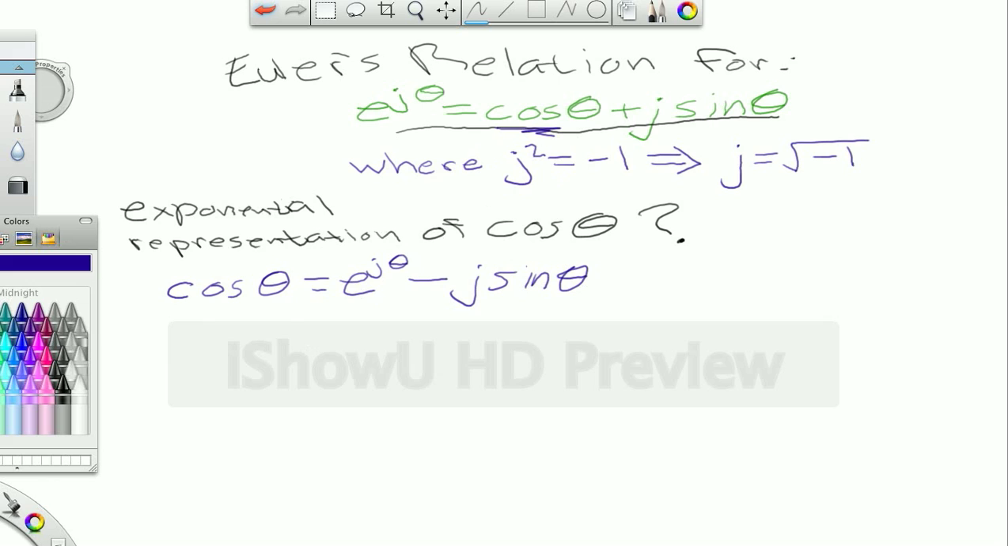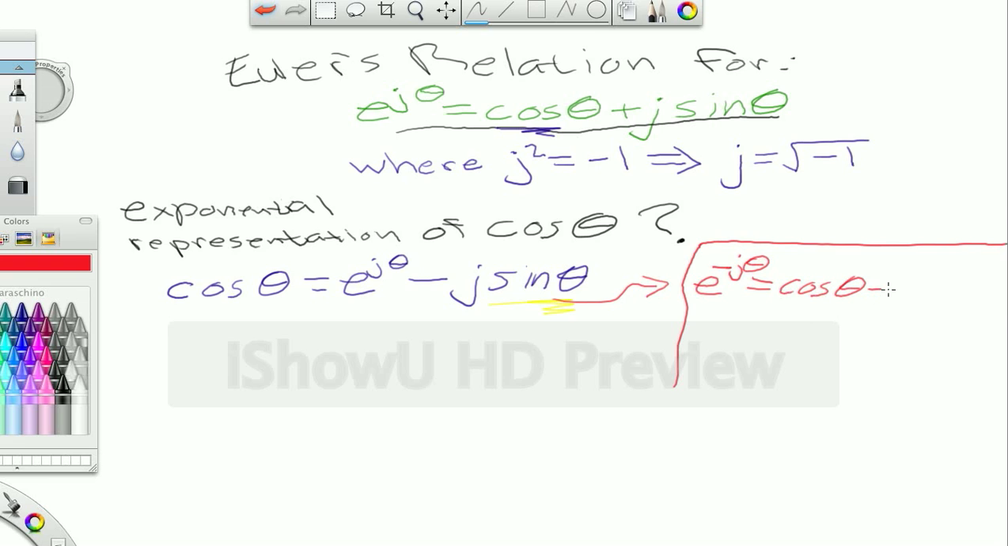Now that's all good, except this is not an exponential form. So we're going to do that over here. You have to be a little bit clever. Basically what you want to do is say e to the negative j theta is going to equal cosine theta minus j sine theta. And I'll explain that.